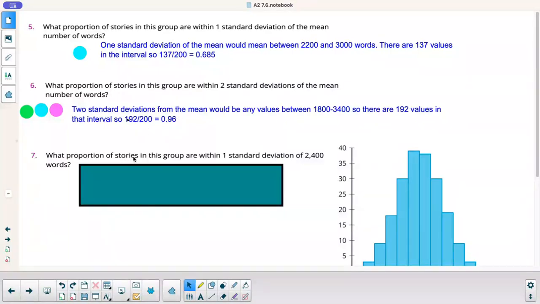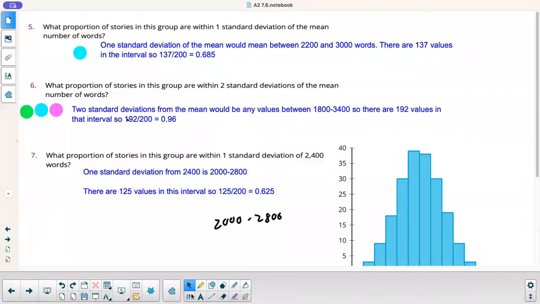What proportion of stories in this group are within 1 standard deviation of 2400? Okay, so again, 1 standard deviation of 2400, so 400 either way, that'd be from 2000 to 2800 basically, which I probably have written right here. So yes, 2000 to 2800. I just counted them up ahead of time rather than go back and count them or color code them. So I'd look for numbers between 2000 and 2800, and I'd count 125 of them, and that's what I would get. Okay.